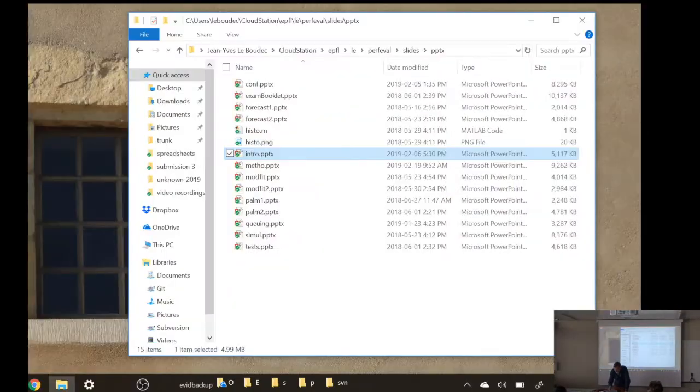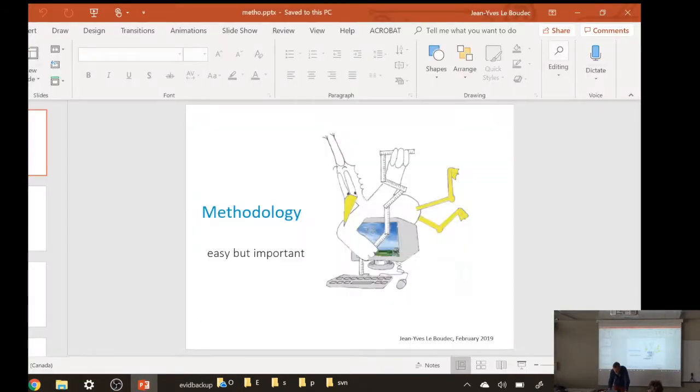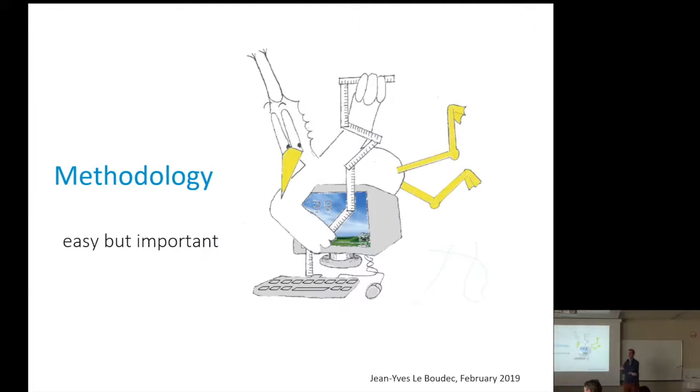Then let's dive into the heart of the topic. And we start today with methodology. Call it easy but important. Yes? The programming homeworks can be done in groups of 2. Yes. Same thing for the mini project. They can be done individually or in groups of 2.